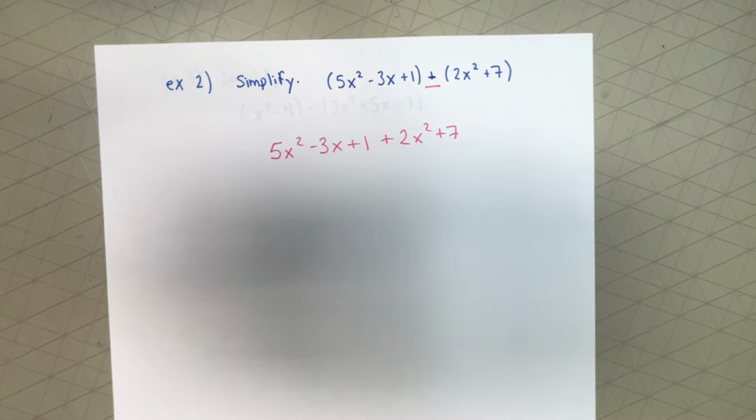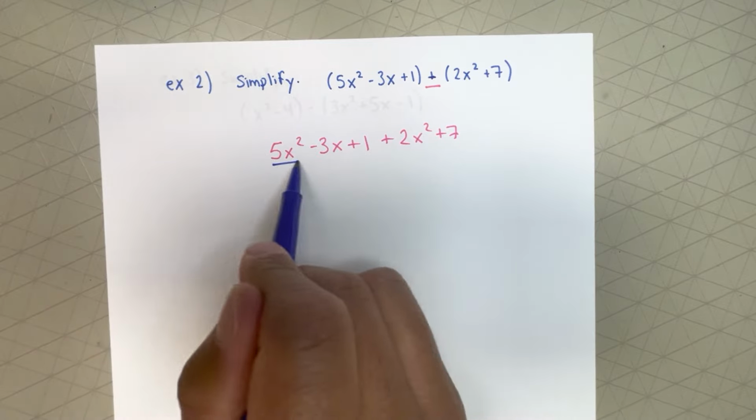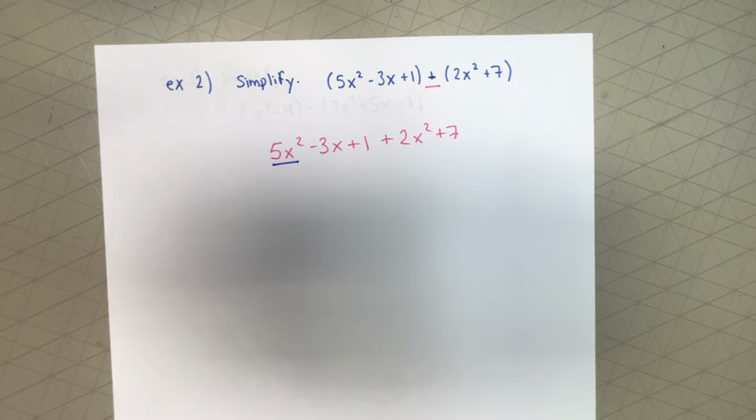Now when I go ahead and combine like terms, I'm going to combine terms that are similar. So I see that the first one's 5x squared, and I'm going to ask myself, is there another term that has an x squared? It does, 2x squared.